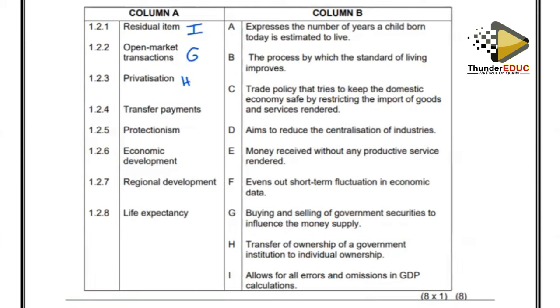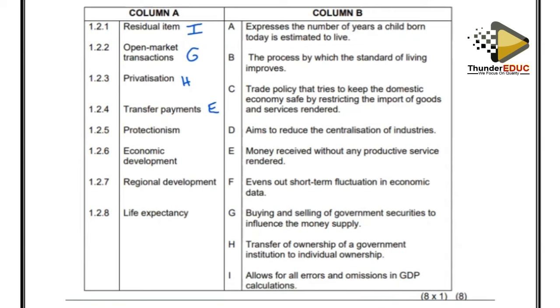So now we have 1.2.4, which is transfer payments. Transfer payments are money received without any productive service rendered. Yeah, it's nice, just receiving without any service being rendered or without any job being done. So that is why when you talk of grants, they are categorized under the umbrella of transfer payments or capital transfer, because money is actually being transferred from one platform to the next without service being rendered or work being done.